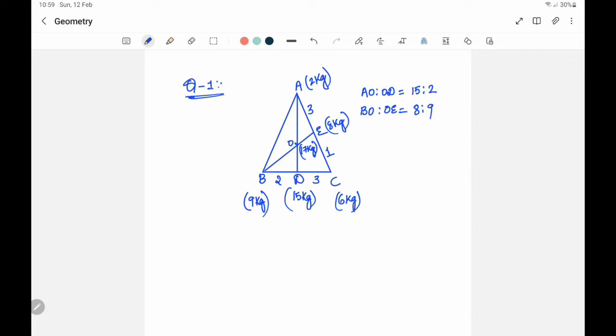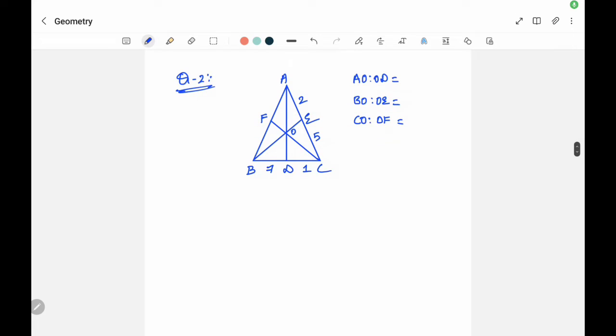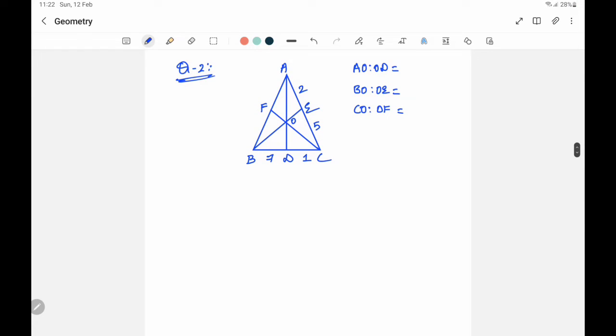8 is to 9. So this is the ratio. Now let us take a look at this question. Here it is given that the line segment BC, which is the base of the triangle, and D divides it in the ratio 7 is to 1. That means at C there is a 7 kg weight as per the ratio in which it has been divided.